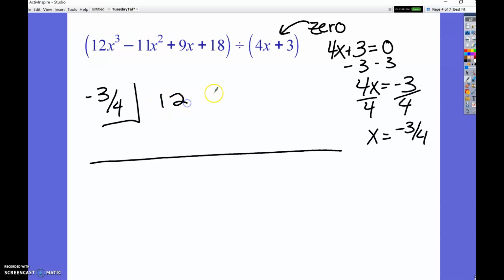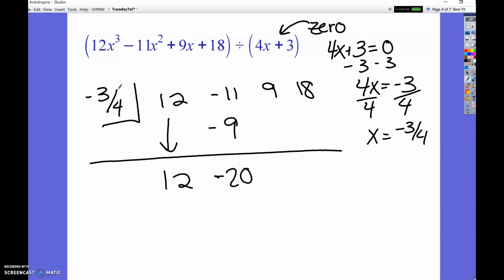I've got a 12, a negative 11, a 9, and an 18. No coefficients were skipped, so I don't need a 0. And here we go. Bring down my 12. I've got 12 times negative 3/4, which would give me negative 9. Negative 9 and negative 11 give me negative 20, times negative 3/4 will give me positive 15. And 15 and 9, 24 times negative 3/4 makes negative 18. All right. Yay. And so hooray, no remainder on this one.